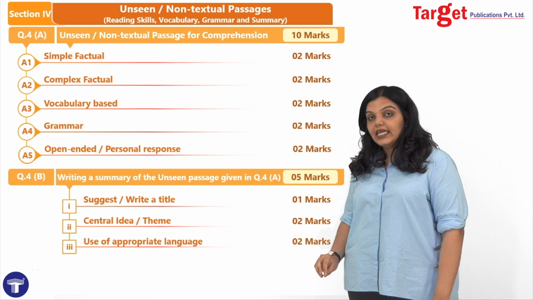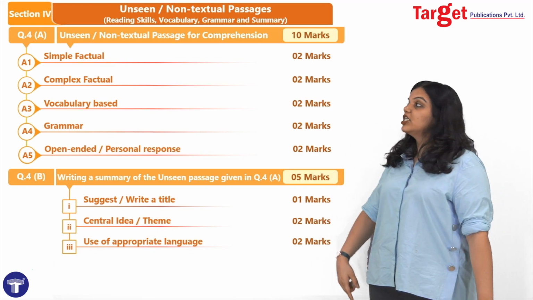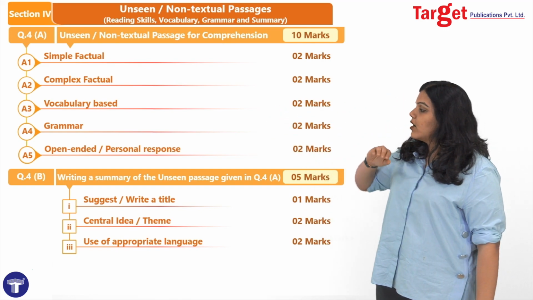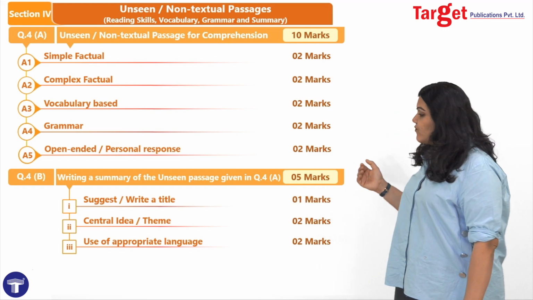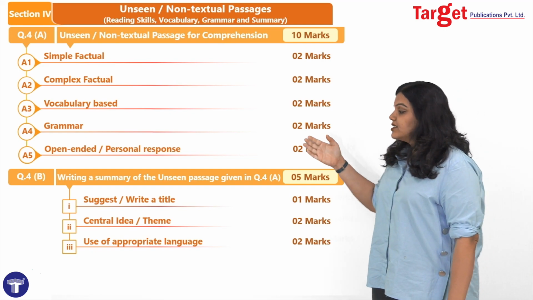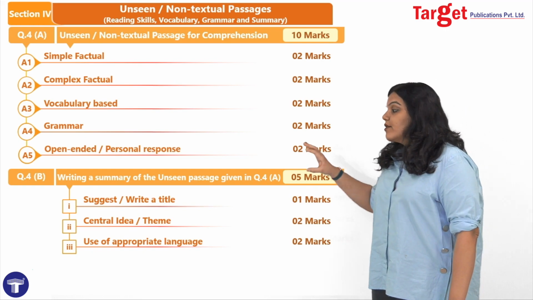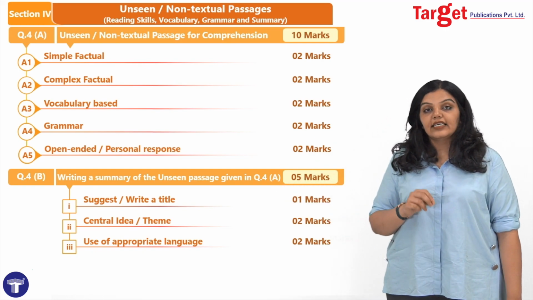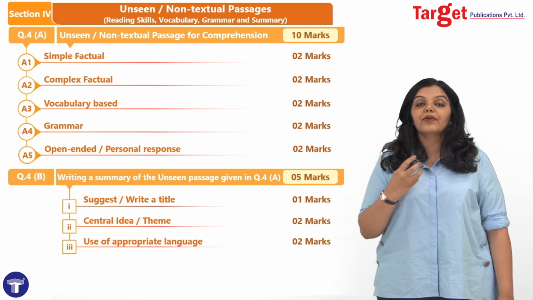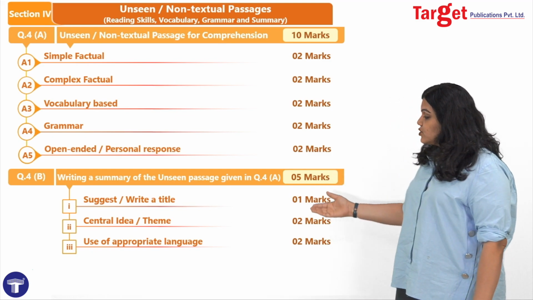In question 4B, you have to write a summary of the same unseen passage that is there in question 4A. Now question 4A is a 10-mark question and question 4B is a 5-mark question. The summary must include 3 separate points, that is, suggest a title for the passage. Remember to expand upon the central idea or the theme of the passage, and finally make sure you are using appropriate language to sense the tone that the passage is trying to set, and this will total 5 marks.